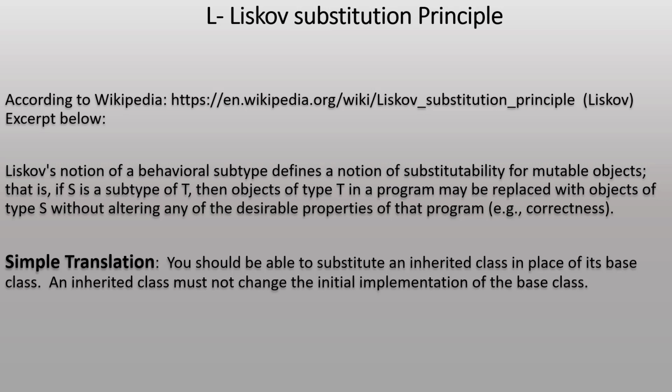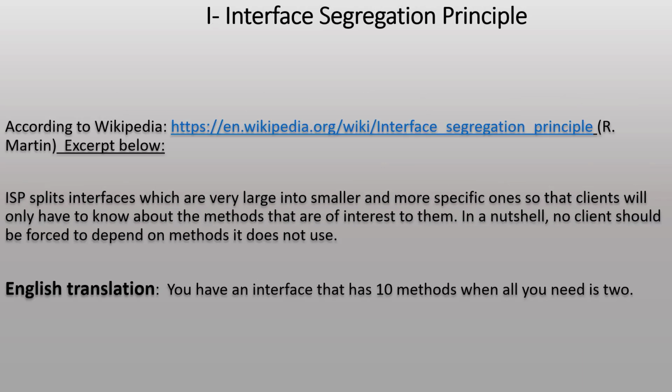I got a simple translation, but they should say English translation. But anyway, you should be able to substitute an inherited class in place of its base class. An inherited class must not change the initial implementation of the base class. I'm going to give you a very simple example, and I'm going to give you some code reviews when we get to that. Okay, and here's another one.